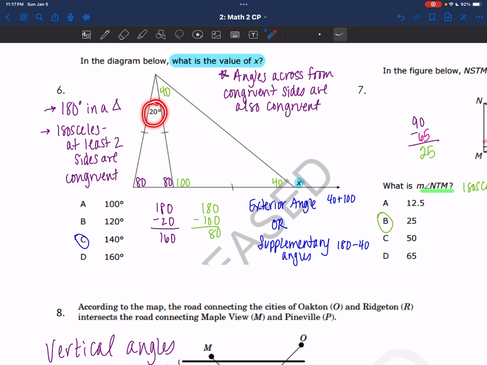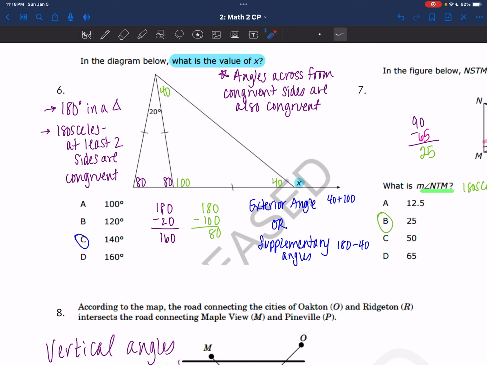So what we're going to do is take 20 and subtract it from 180, and that's going to give us 160. Now we're going to take that 160 and divide it by 2, and that's going to give us 80. So that's where I got these from, because isosceles means 2 of the angles are congruent. So if this is congruent, it goes with that angle, and that's congruent, it goes with that angle. And you can do the same thing here.